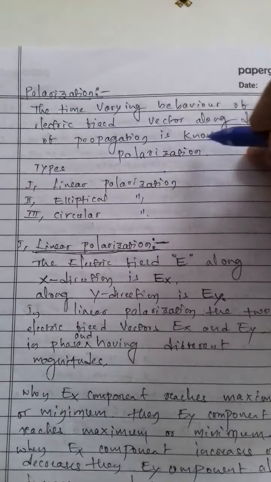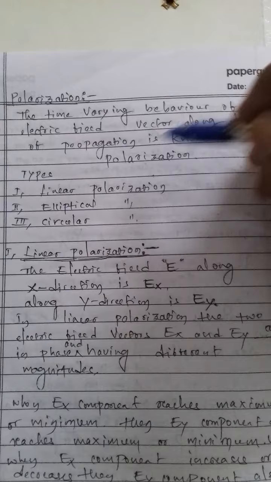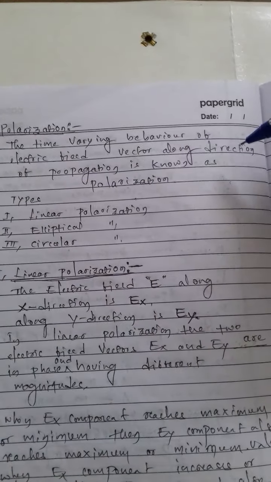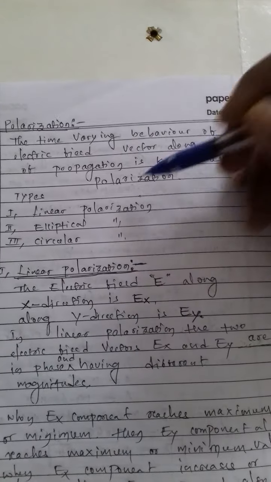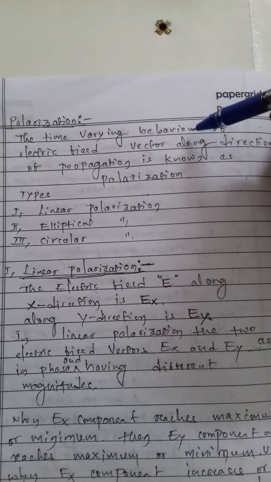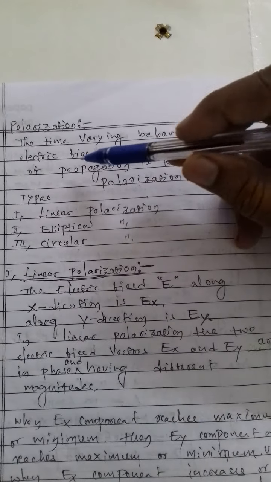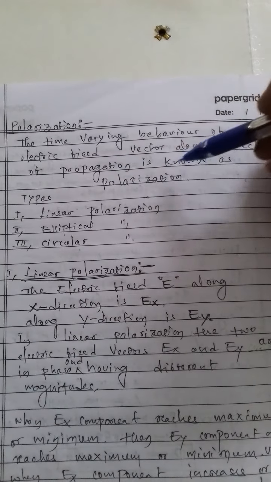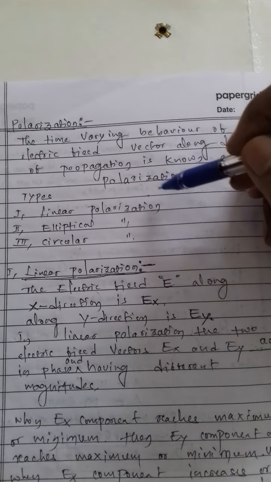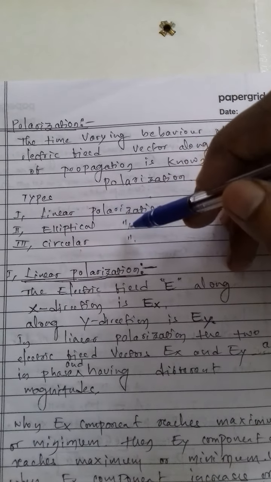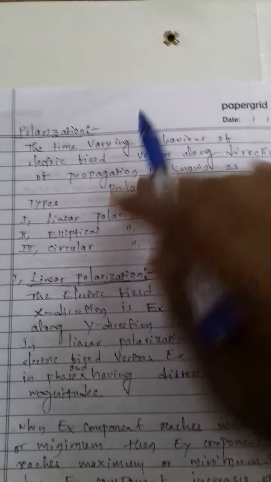Polarization. The time-varying behavior of the electric field vector along the direction of propagation is known as the polarization. The types are linear polarization, elliptical polarization, and circular polarization.